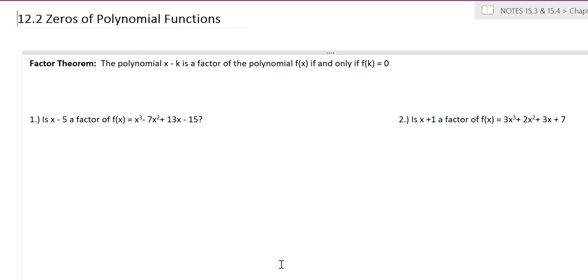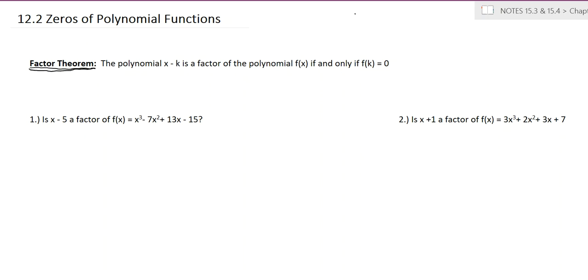We finished off section 12.1 by talking about zeros of a function and how we can use synthetic division to find zeros of the function. We're going to continue that a little bit here in 12.2 when we're talking about zeros of polynomial functions. But we're going to start by talking about the factor theorem.